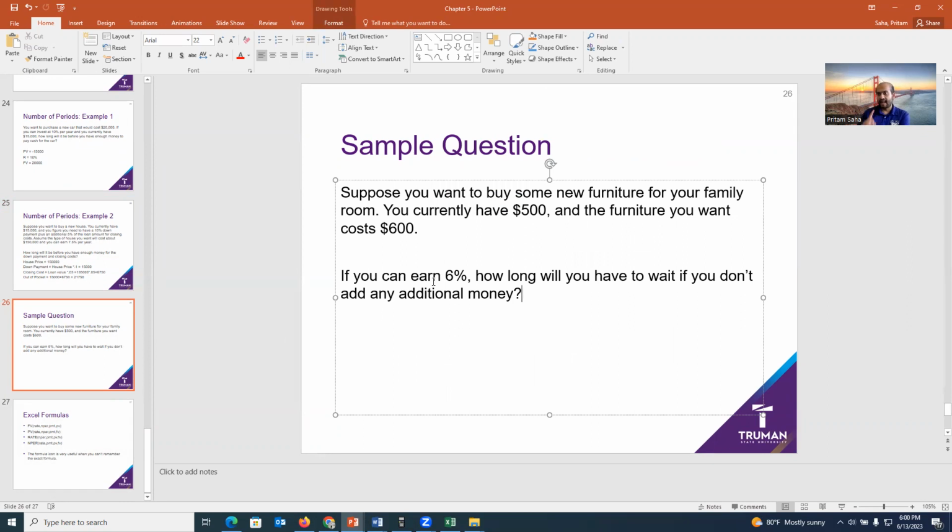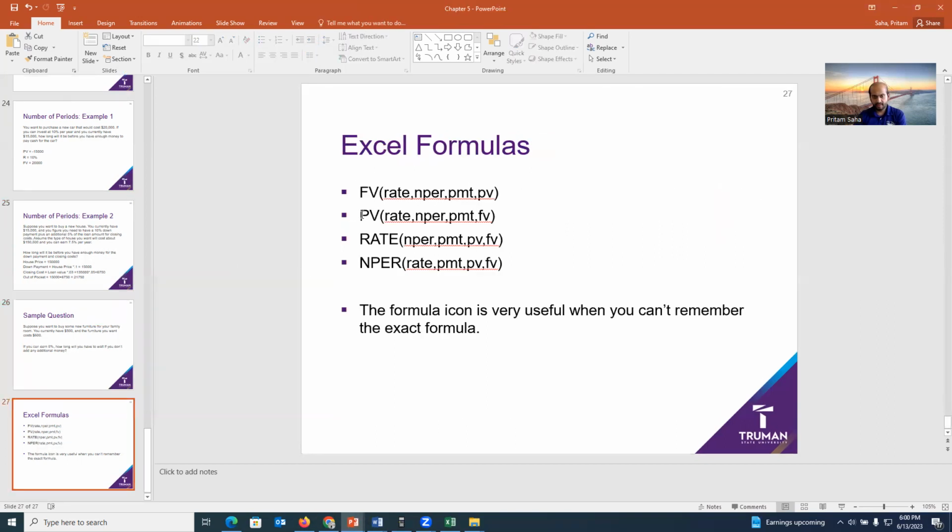Now, in the last class, I actually talked about how we can also do the problem in Excel, right? And I actually showed you the future value formula, how to do it in Excel. So now if you come here, these are the formulas. PV is the present value, rate is the interest rate, NPER is for the number of periods. So it's all the same thing. Rate means periodic rate, number of periods, payment, present value, future value. So if you use these formulas in Excel, you will get the same answer, the same way you were working on the financial calculator.